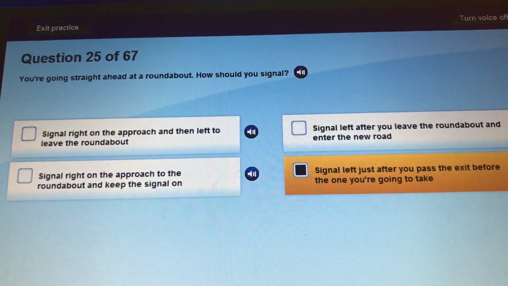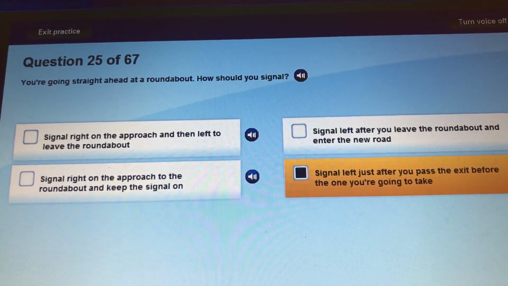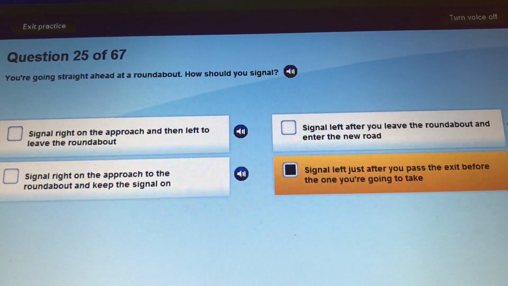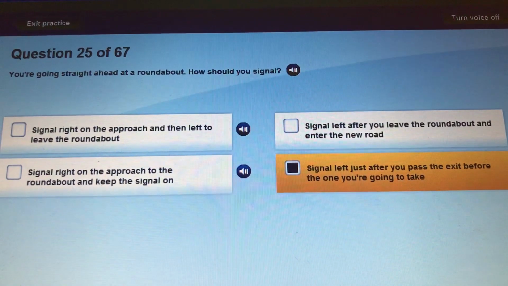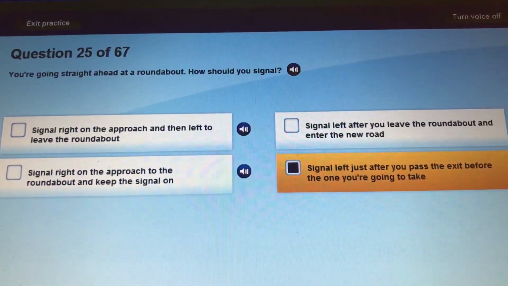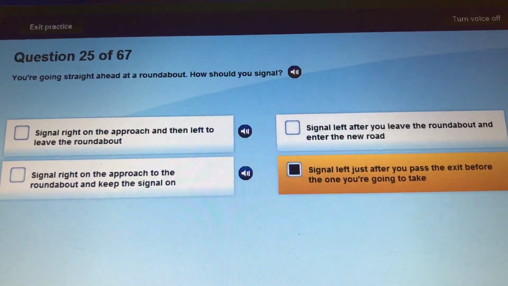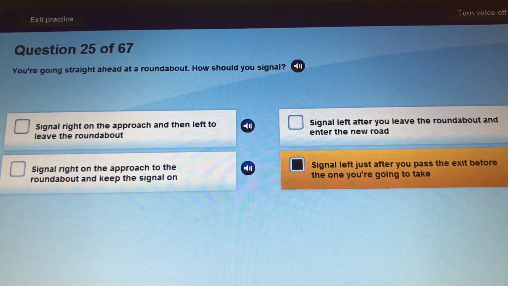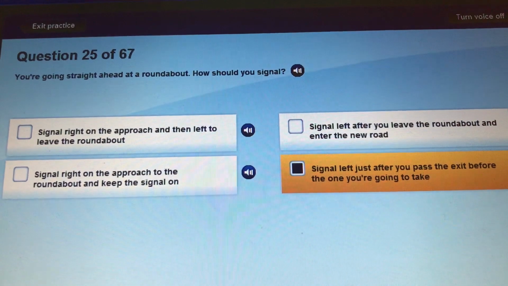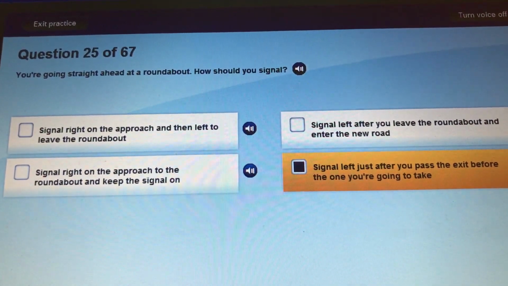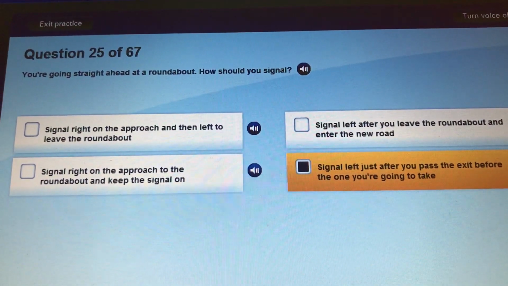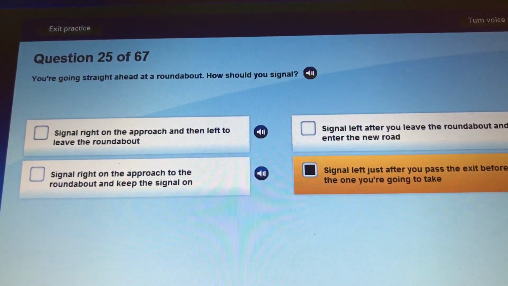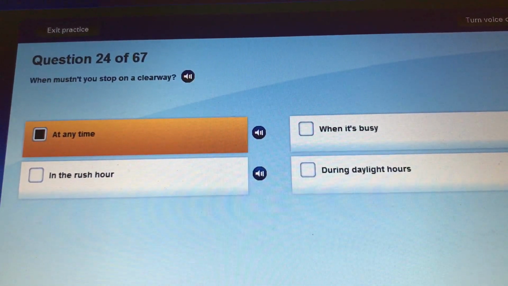You are going straight ahead at a roundabout. How should you signal? Anytime you're going straight at a roundabout, you enter the roundabout without signal, but you start signaling left after passing the first exit and before entering your second, straight exit. Signal left just after you pass the exit before the one you are going to take.